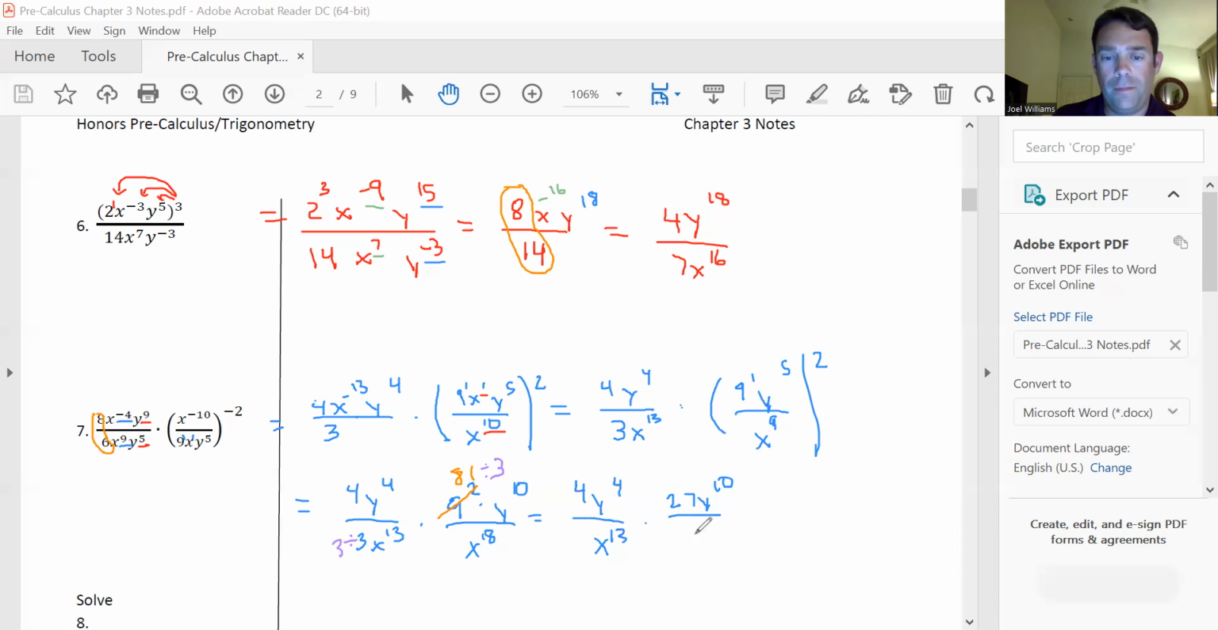Now, when we're multiplying numbers with the same base again, you just add their exponents. But notice, I still also have these constant numbers that are getting multiplied. Well, I'll just multiply those like normal. So 4 times 27, that is 108. And then y to the 4th, y to the 10th, that'd be y to the 14th. X to the 13th, x to the 18th, that'd be x to the 31.